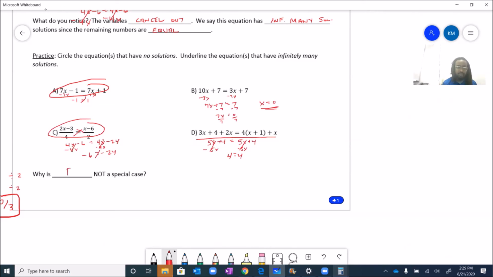Why is B not a special case? Again, the variables never cancel out. So we're good. If the variables don't cancel out, that means there is a solution somewhere.